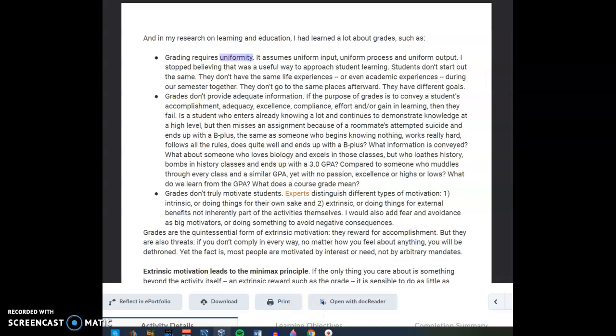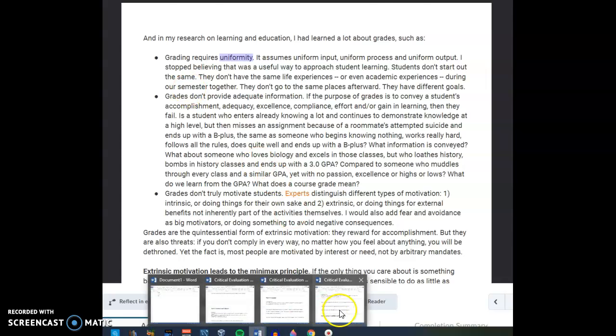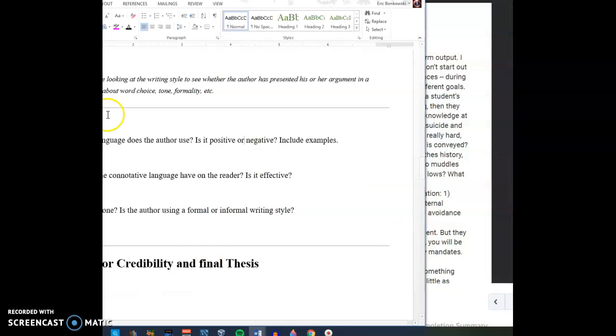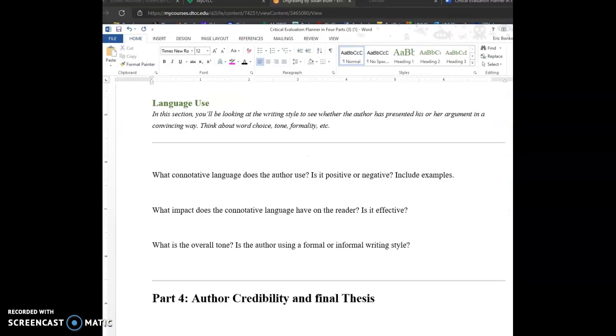So that's going to help you, I think, a little bit in answering that second question here. What connotative language does the author use? Is it positive or negative? Well, sometimes it's positive, sometimes it's negative. Include examples.